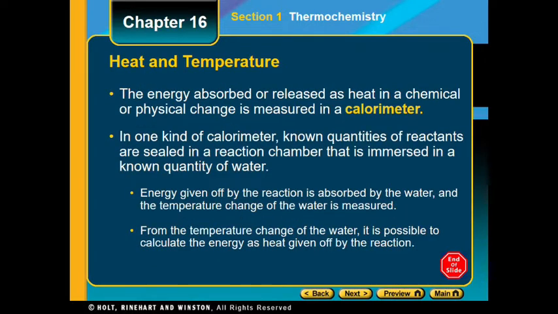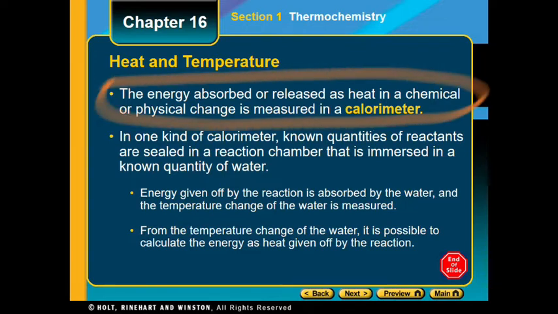Calorimetry: this is energy absorbed or released as heat in a chemical or physical change. We measure that in a device called a calorimeter. At the end of this chapter, there are some reactions that I would like to do where we look at using a calorimeter. And then you get into your different types of calorimeters.